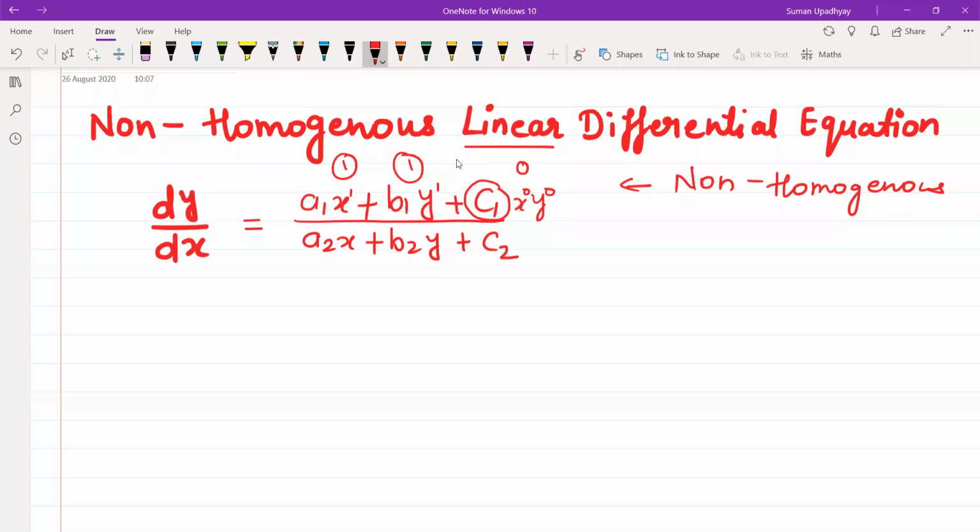Therefore, since the same thing happens in the denominator also, it is of degree 1, it is of degree 1, and there is no variable present, therefore it is of degree 0. No variable present means the variable is raised to 0, because anything raised to 0 is 1. So that's why here it is of degree 0. So again the degree is not the same, therefore the given differential equation is what? Non-homogeneous differential equation. And I hope the meaning of linear is clear, because the variables or the derivatives present in this differential equation are of degree 1.